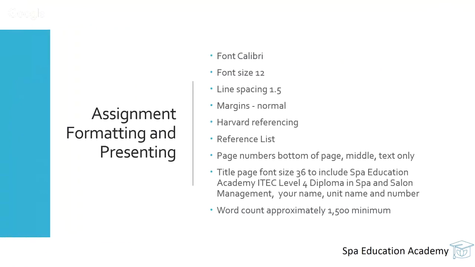So you'll have your title page, which has a larger font. It will be font size 36, and you will write SPA Education Academy, iTech Level 4 Diploma in SPA and Salon Management. You'll put your name, the unit number, and the unit name of the assignment that you're writing. All of this information I'll give you on your assignment specifications, so I'll give you the unit name and the unit number that you need to put on your front sheet.